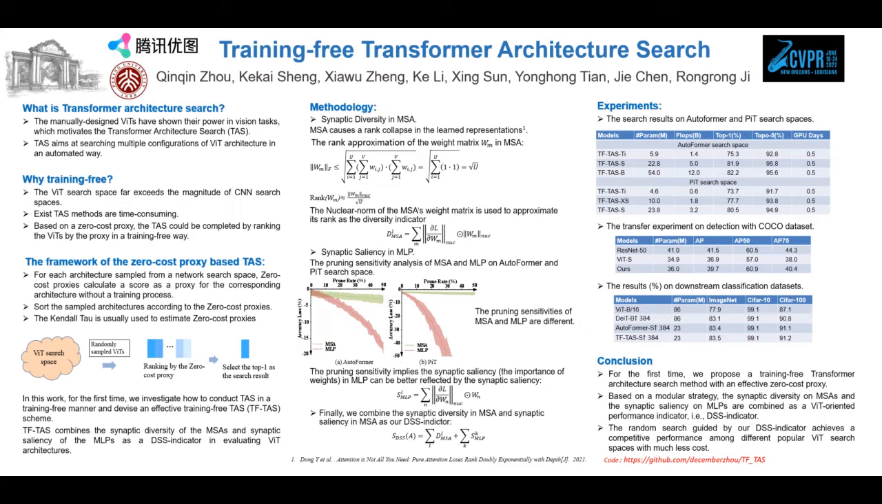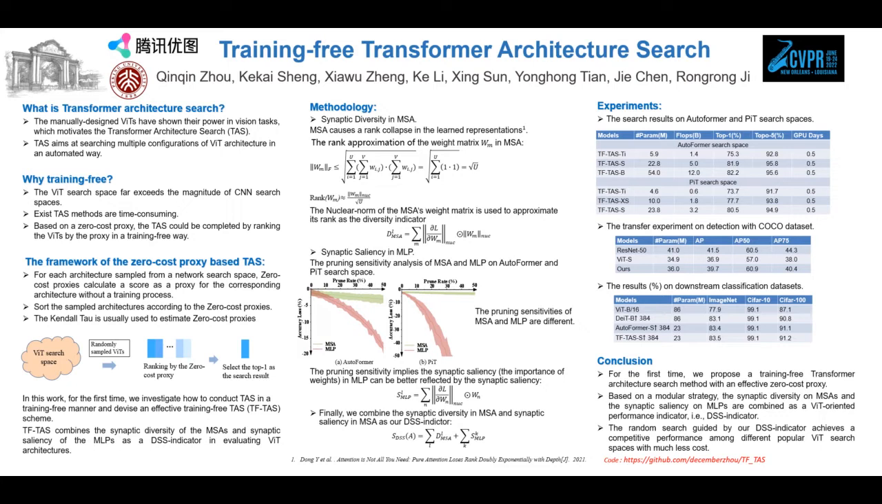So why do we try to implement transformer architecture search in a training-free way? Firstly, the ViT search space far exceeds the magnitude of CNN search space. Secondly, existing TAS methods are time-consuming. Therefore, we try to base on a zero-cost proxy to complete the TAS by ranking the ViTs by the proxy in a training-free way. We depict the framework of the zero-cost proxy-based TAS as follows.